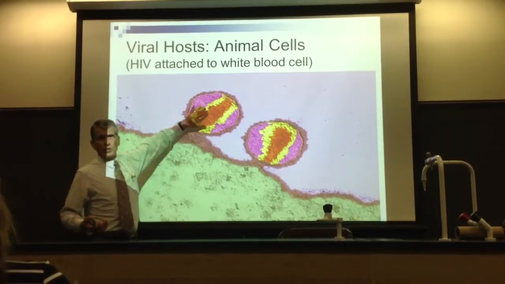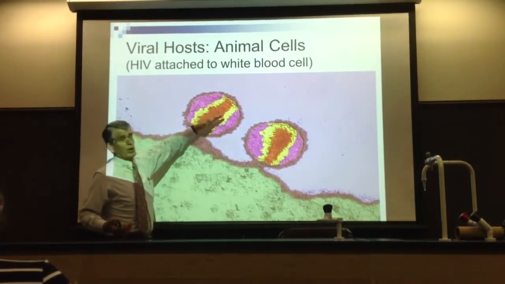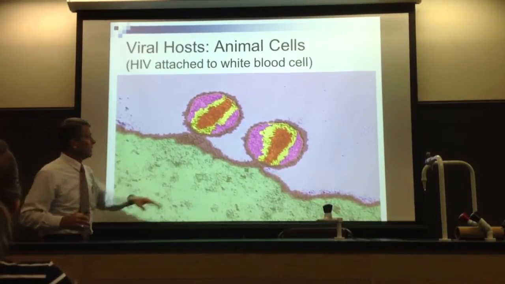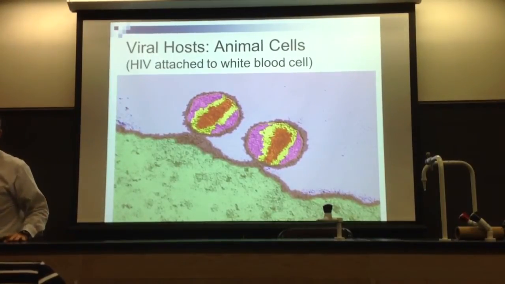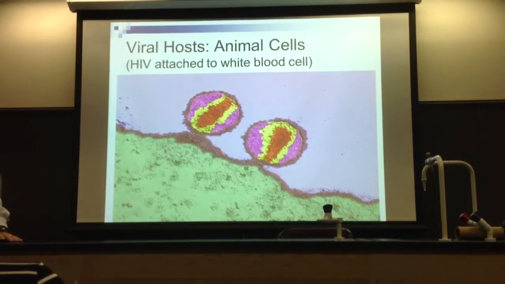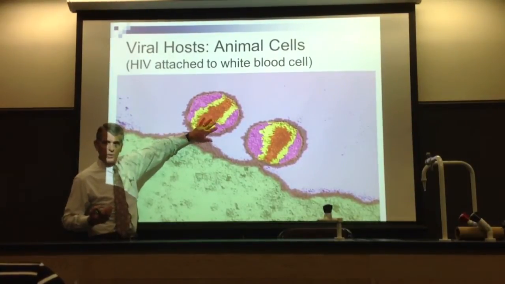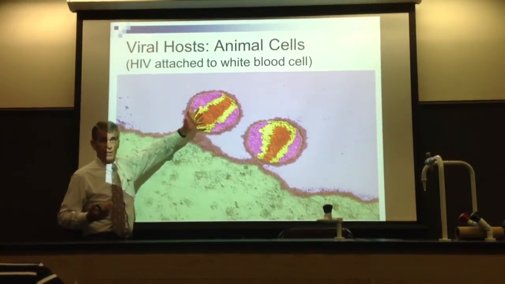HIV, this is a false color, by the way. It will actually look like this, but it's showing colors due to different proteins and different topography of the virus. This is a white cell. What does the white blood cell? The cells that these guys are specific for are the T4s.